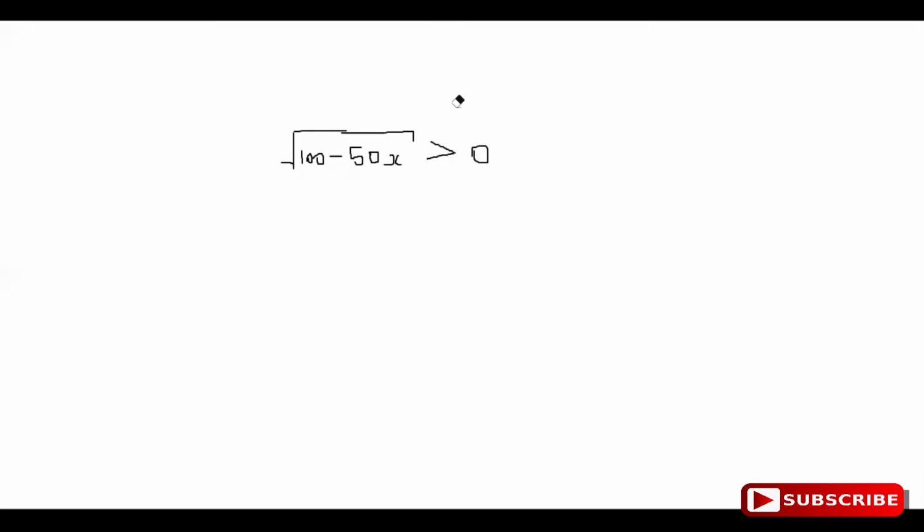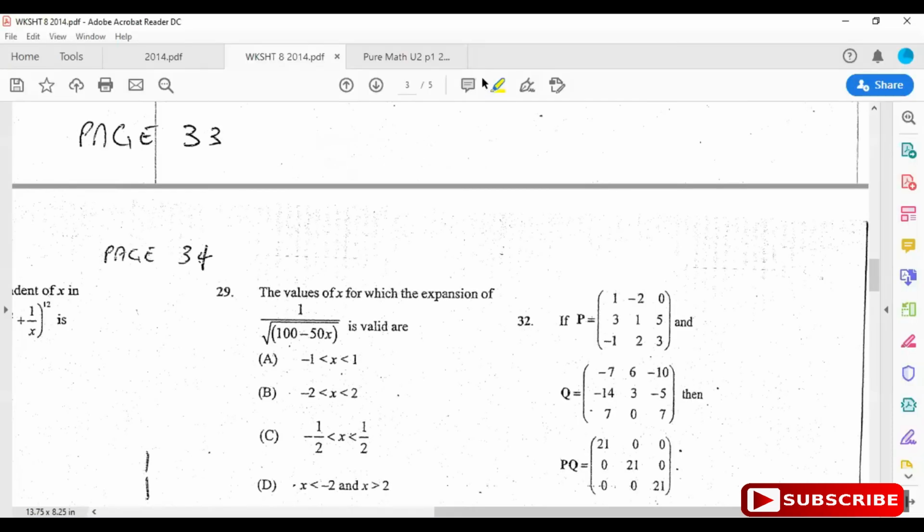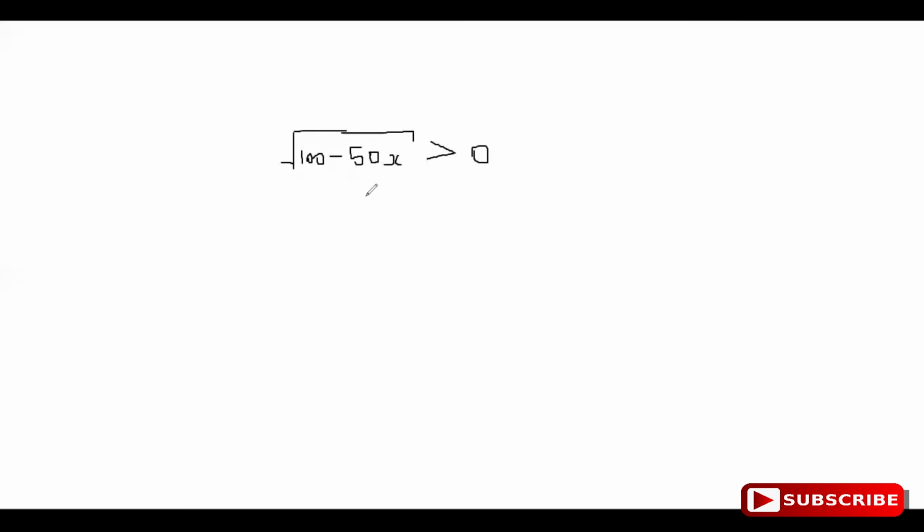In this case, it can't even be equal to 0. Tell me why. Because it's in the denominator. So if the denominator is 0, it's going to be undefined. Undefined. Very good. So we can square both sides to get 100 minus 50x is greater than 0. Sorry, greater than. I don't know why I put equal right there. My bad.